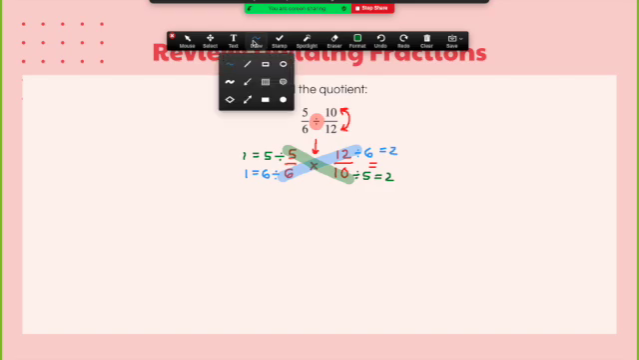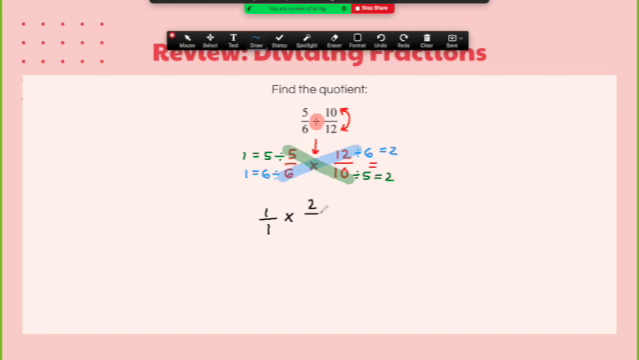So my new numbers are going to be 1 over 1 times 2 over 2. Cool. So right here, if I multiply 1 times 2 over 1 times 2, I get 2 over 2, which also equals just the number 1. And so that would be my answer. Okay.